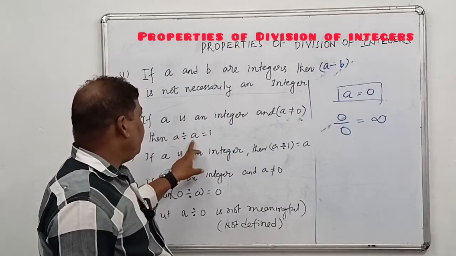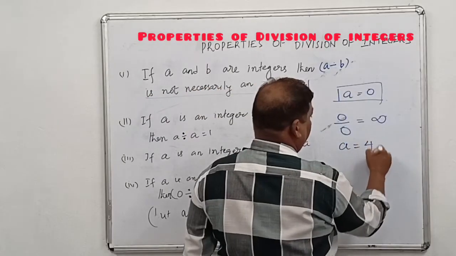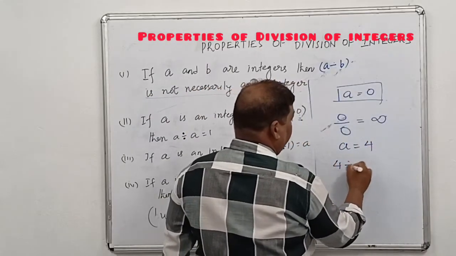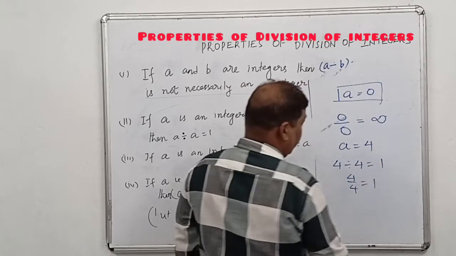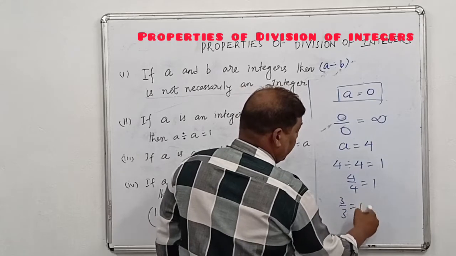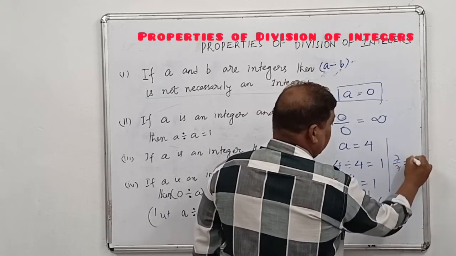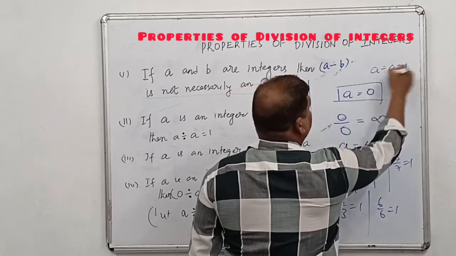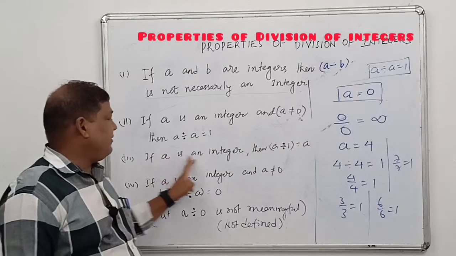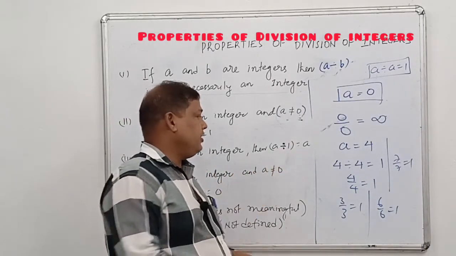अब यहाँ पे a upon a is equal to 1. जैसे कि मान लीजिए a equal to 4 माना है, तो यहाँ पे 4 upon 4 is equal to 1, means 4 by 4 equal to 1. See, 3 by 3 equal to 1, 6 by 6 equal to 1, and 7 by 7 equal to 1. So that means a upon a is equal to 1. If a is an integer, then a upon 1 is equal to a.